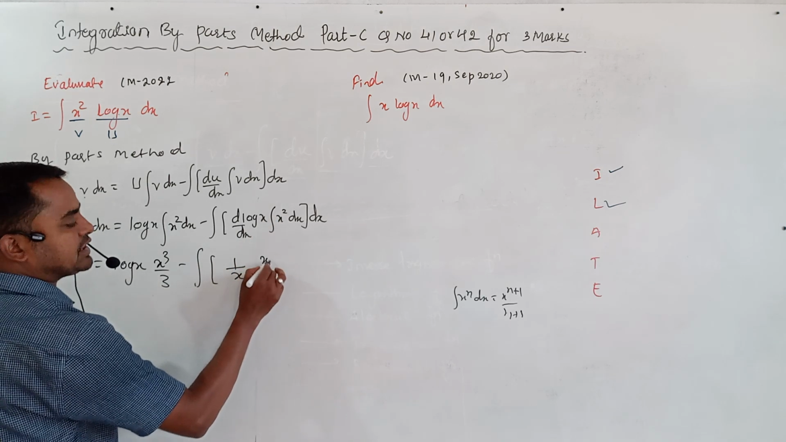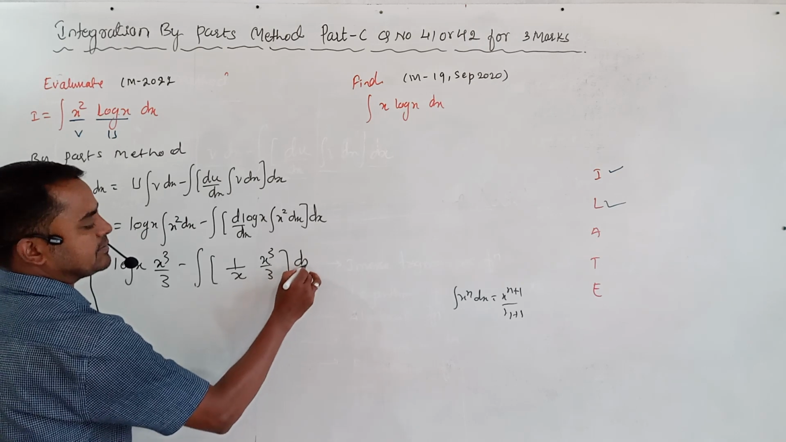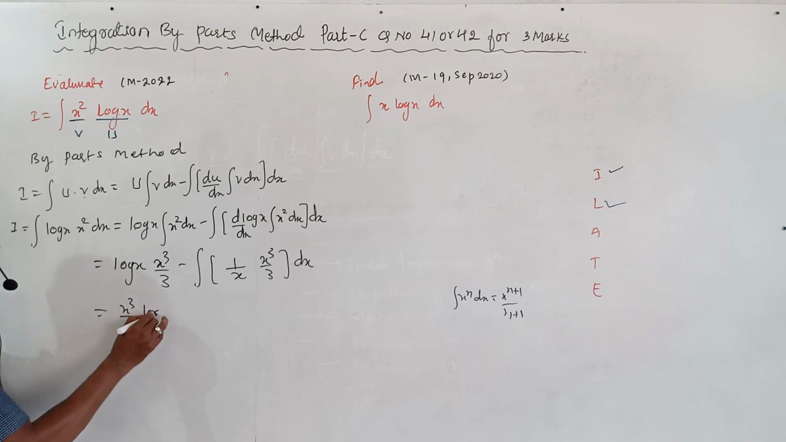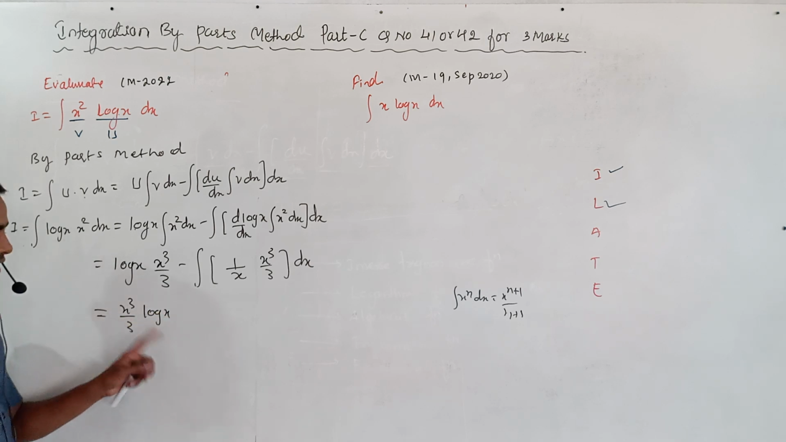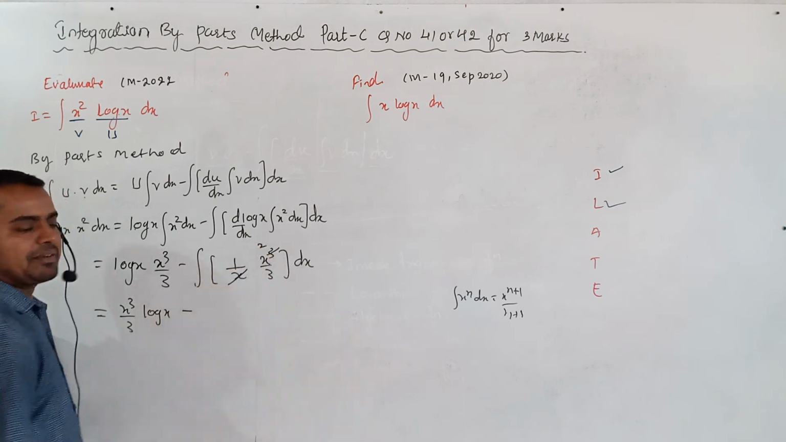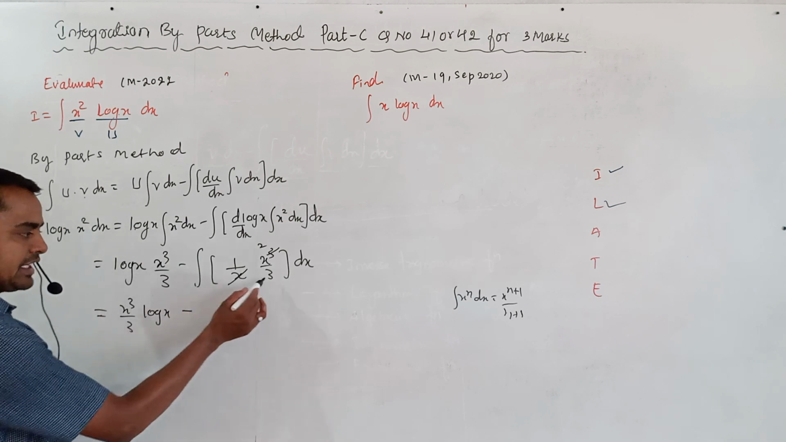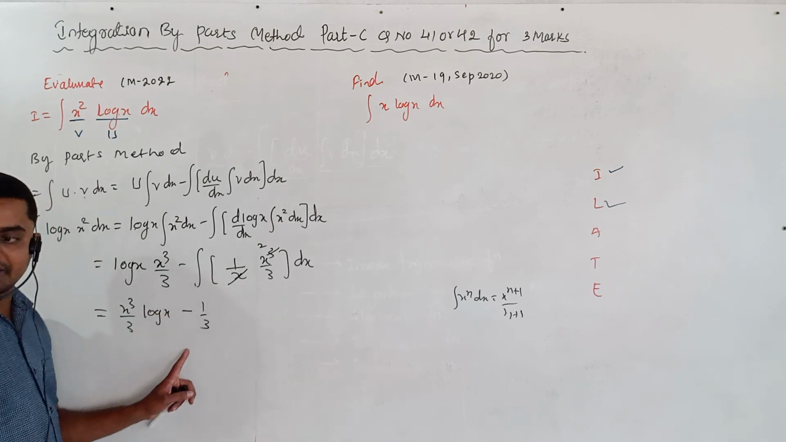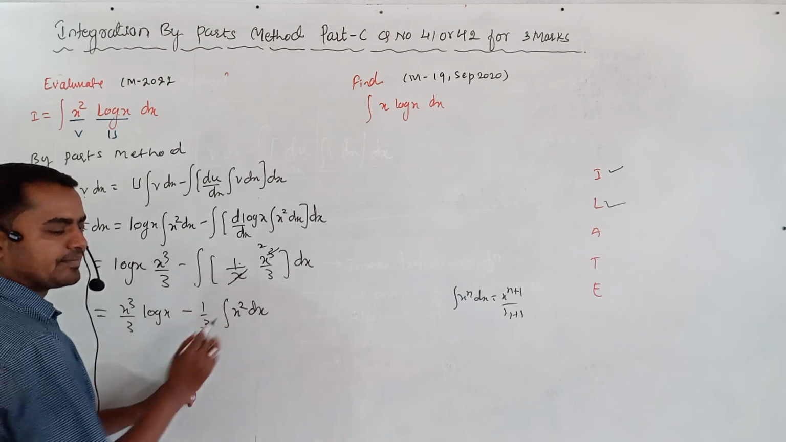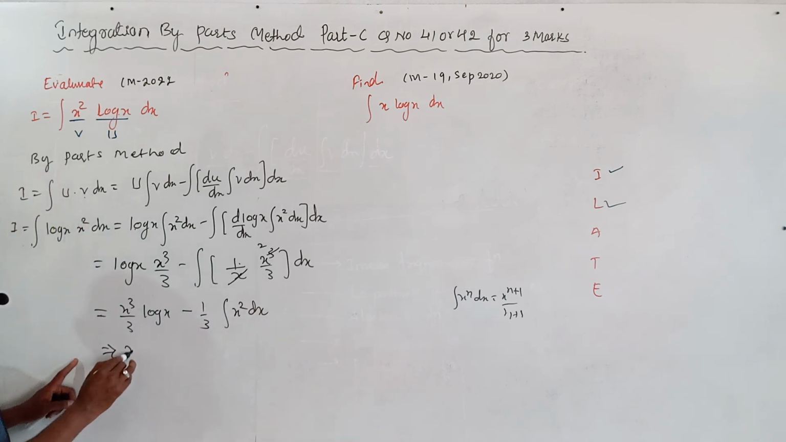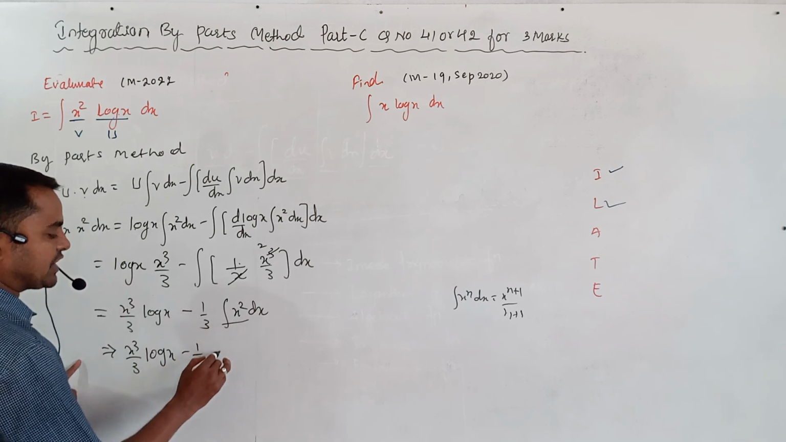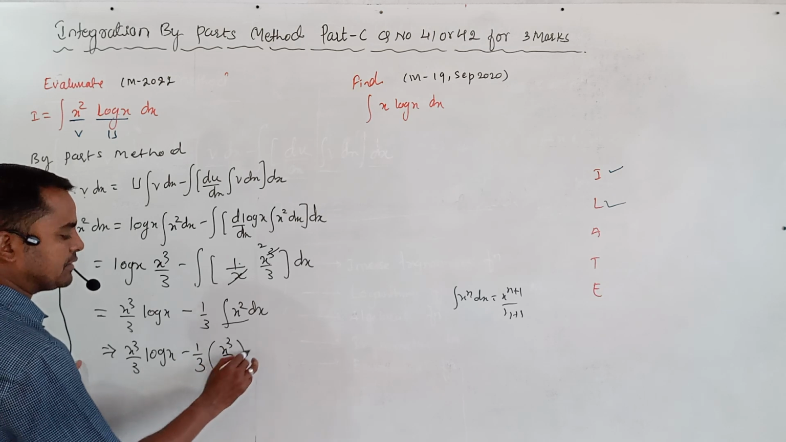Integration of x square is x cube by 3, dx. Now x cube by 3 into log x, I am writing x cube by 3 outside and log x, then afterwards minus, this x and this x square, one x cancels and one x remains. Take 3 outside, that is 1 by 3, into x dx. Now x cube by 3 log x as it is minus 1 by 3. Integration of x is x square by 2 plus c.